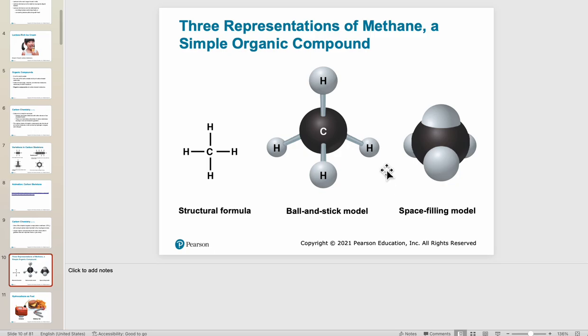Okay, here's another form of methane. As you can see, there's a structural formula, a ball and stick, and a space filling. And if you remember in chapter 2, I mentioned that changing the structure affects its function.